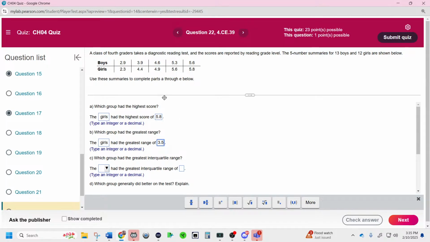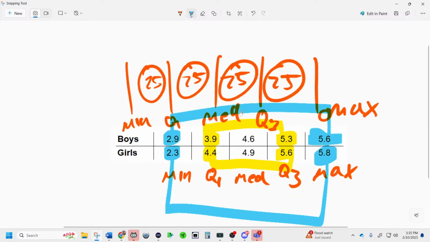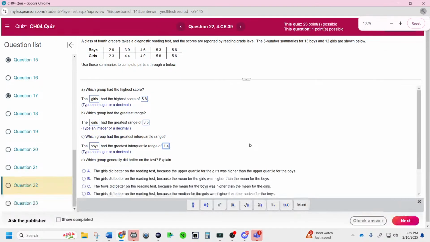Which group has the greatest interquartile range? Girls have an interquartile range of 1.2. That's just the difference of 4.4 to 5.6. And boys have 1.4, 3.9 to 5.3. So it's going to be the boys with the bigger IQR. Please slow me down if you're confused, but we're just figuring out the distance. We showed it here visually: the IQR is in yellow and the range is in blue. So know those quantities and know what the 5-number summary is.